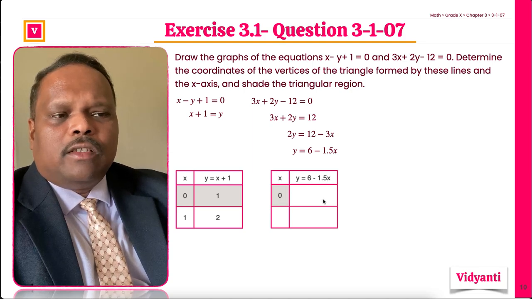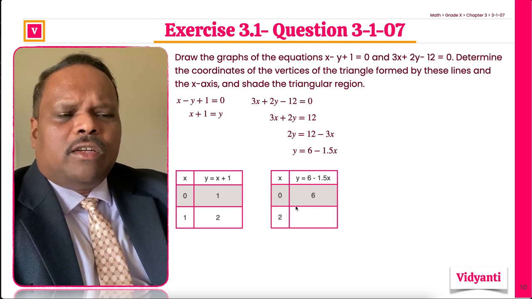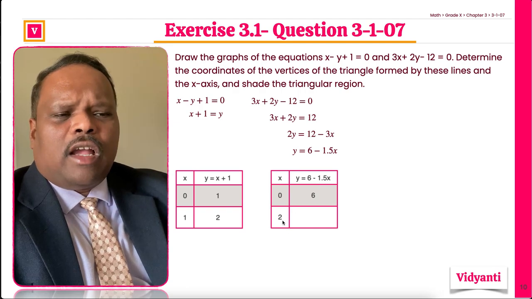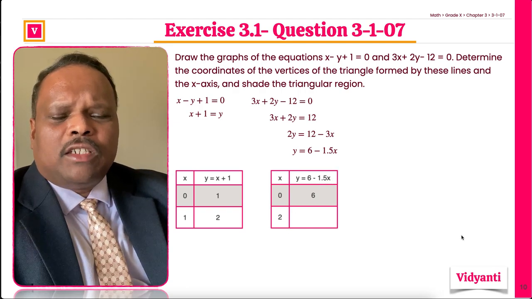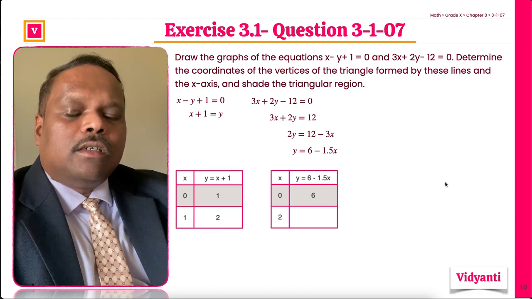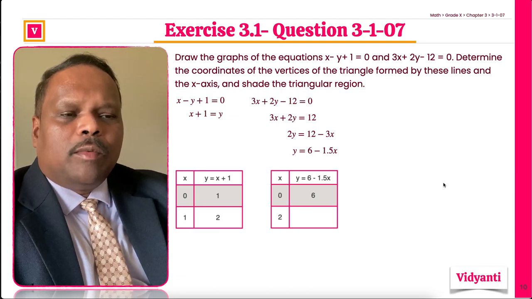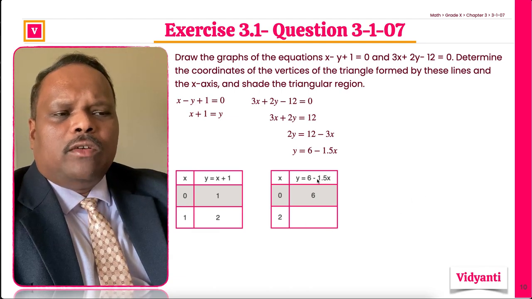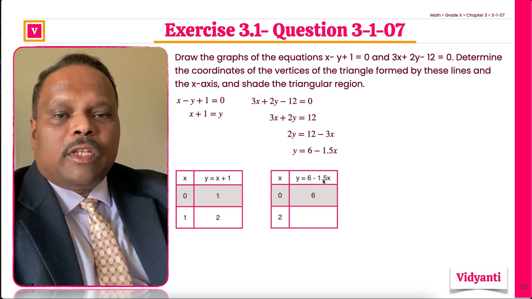So 6 minus 0 is 6, and let's take another value here, 1.5. I have not taken 1 because that would create a fraction, and I would have some difficulty plotting the point on the graph paper. I have taken an even value, so that 1.5 times 2 becomes 3, and 6 minus 3 becomes 3. So I now have 2 points, (0, 6) and (2, 3).